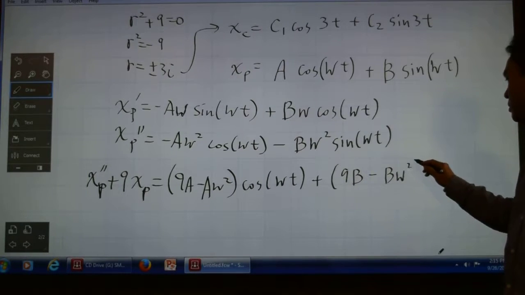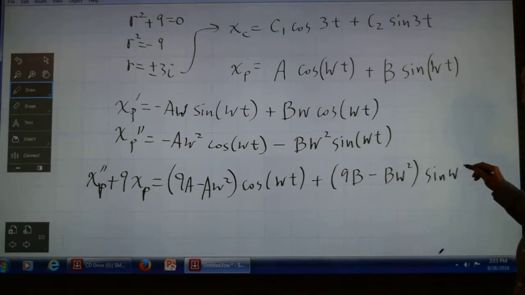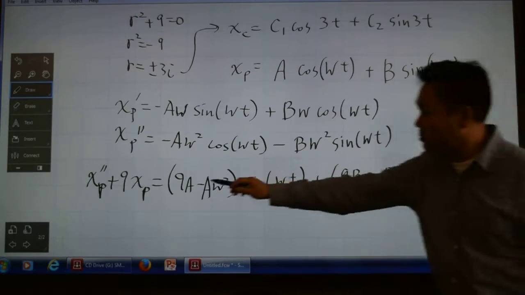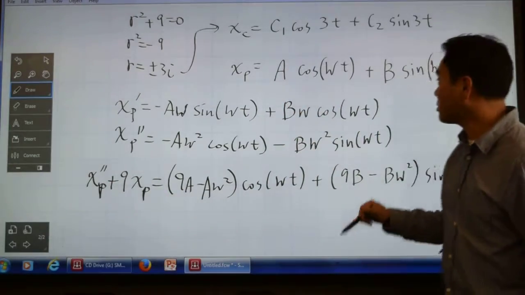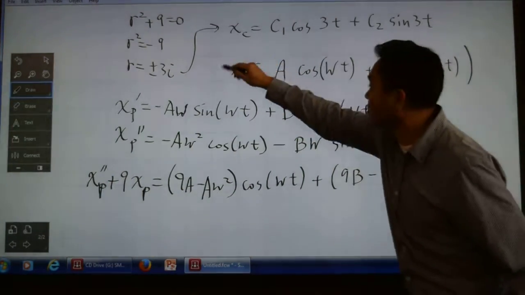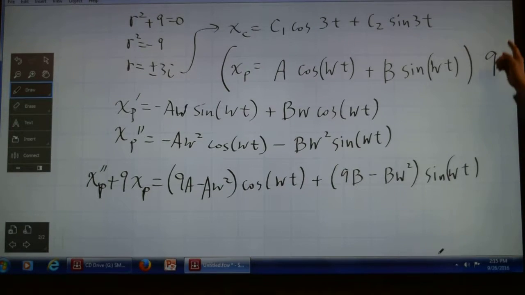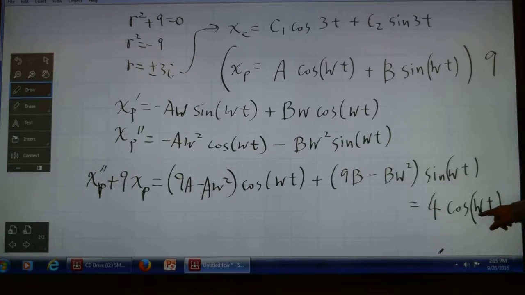So what are you doing when you make that last line? This became this, I added them. So in other words, just multiply 9 to this, and I added it to this one, and that's what I get. And this has to equal what? 4 cosine wt, because that's the right side.